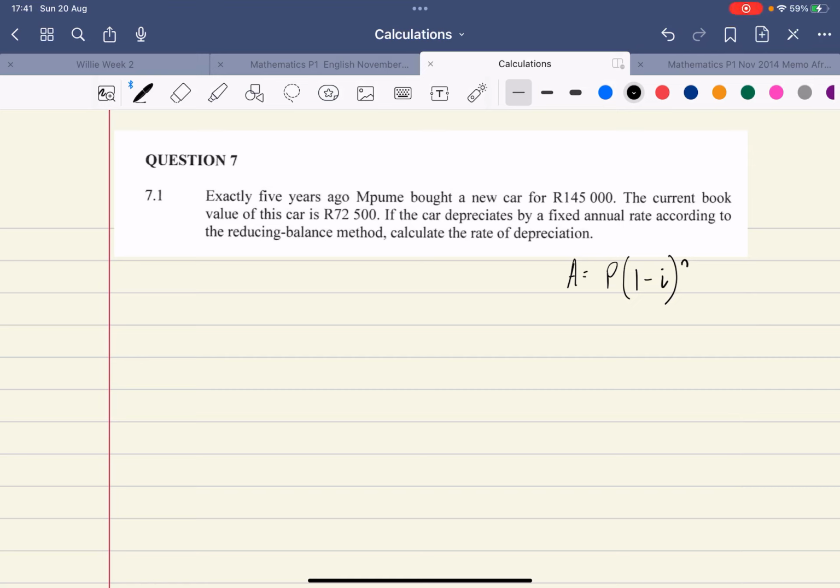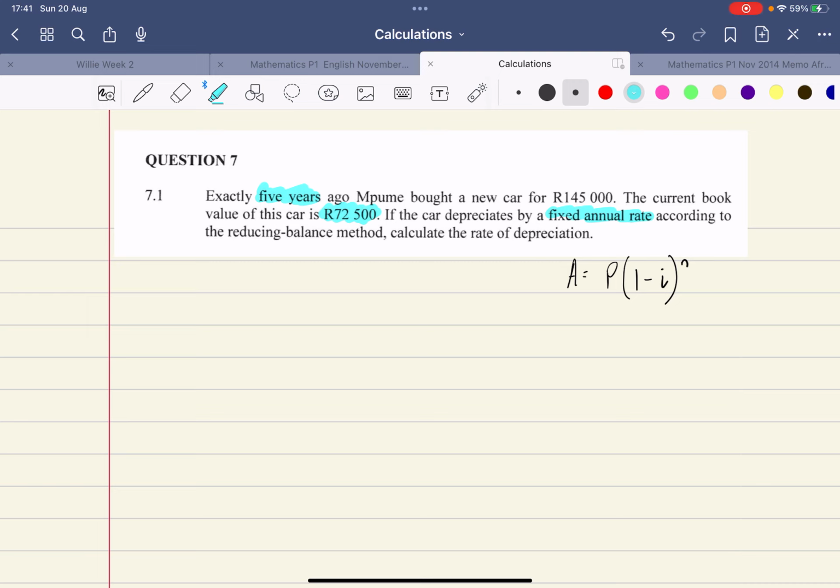Question 7. Exactly 5 years ago, Mapuma bought a new car for 145,000 Rand. The current book value of this car is 72,500 Rand. If the car depreciates by a fixed annual rate, according to the reducing balance method, calculate the rate of depreciation.